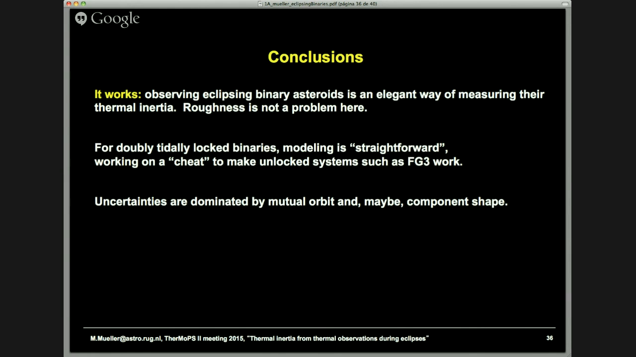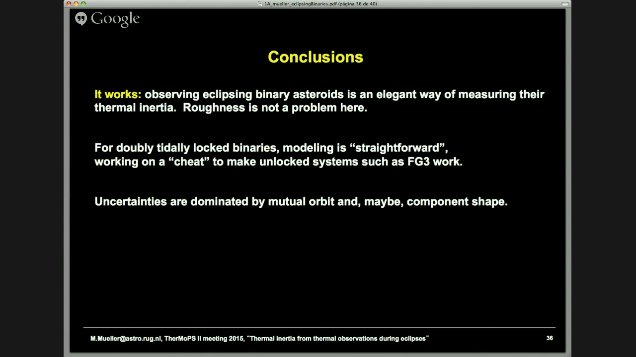So what I want you to take home from this is that observing eclipsing binary asteroids in the thermal actually does work. You can get thermal inertias out of it. And this way, you're not confused by roughness effects at all. They just cancel out, because it happens at constant phase angle. I didn't actually discuss this, but I think it is obvious. Roughness is the problem here. And this is a big advantage over the usual method.